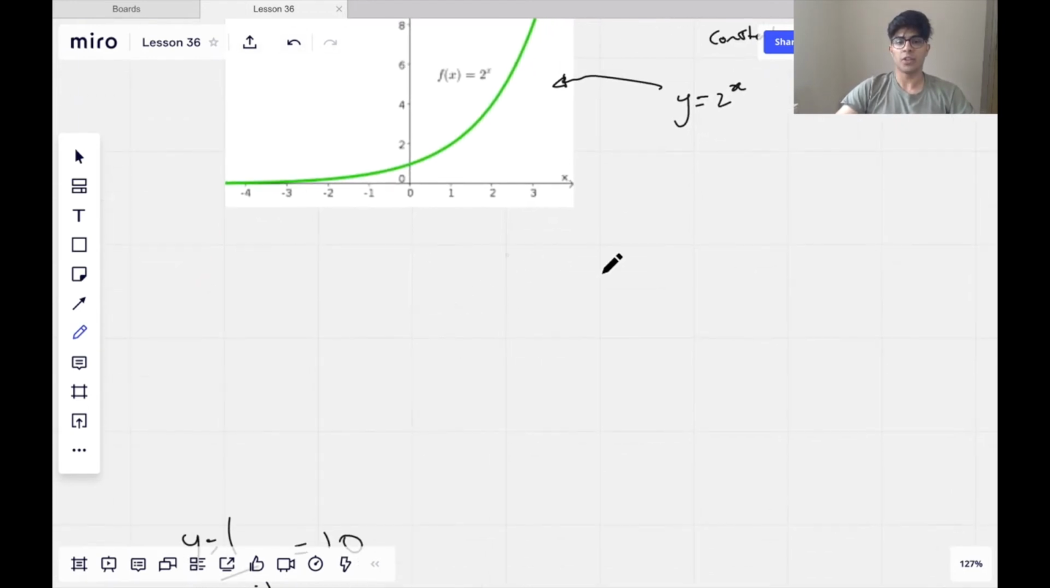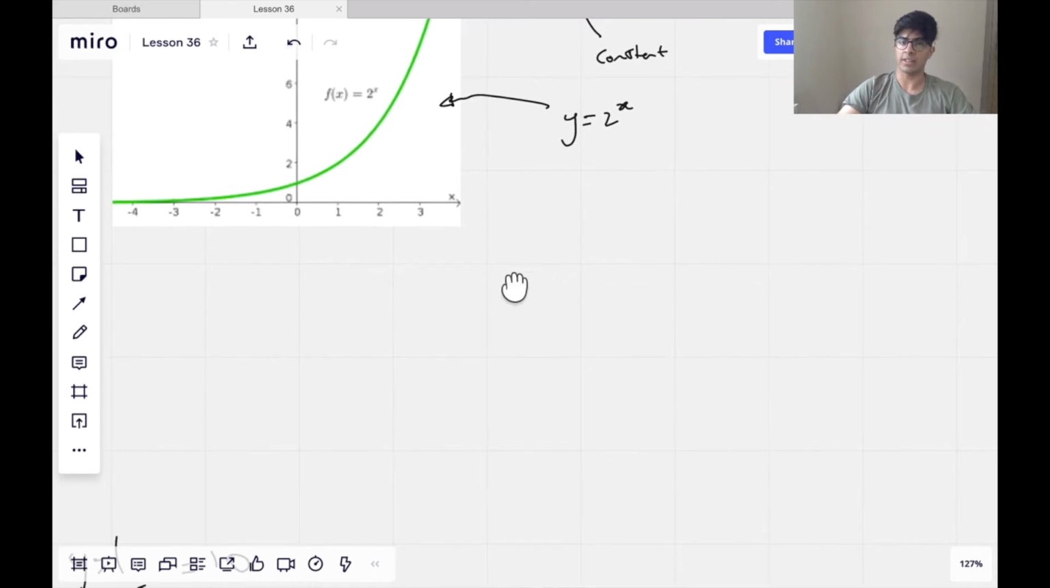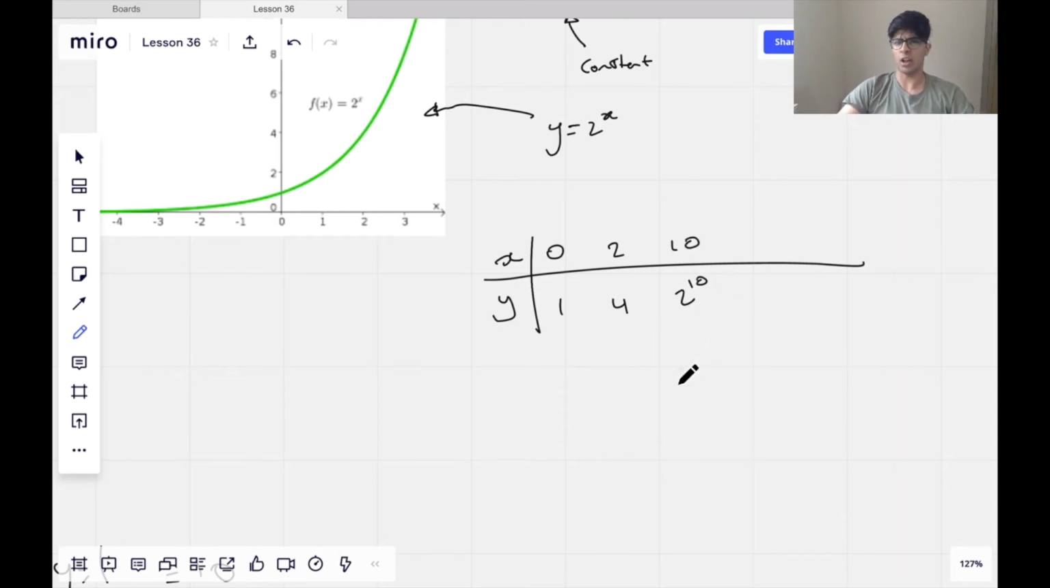A good thing to do, if we're ever curious about what a graph looks like, is to first just plot a few numbers and see what happens. So when x equals 0, 2 to the 0 is 1. When x equals, say, 2, 2 to the 2 is 4. When x is, say, 10, then y is 2 to the 10, which is a huge number, right? Okay, let's consider somewhere in between then.